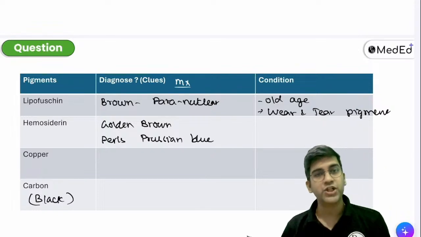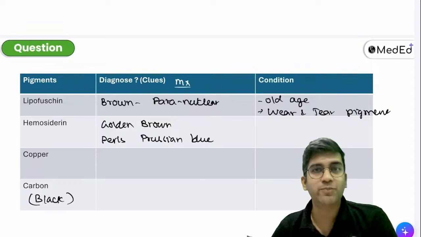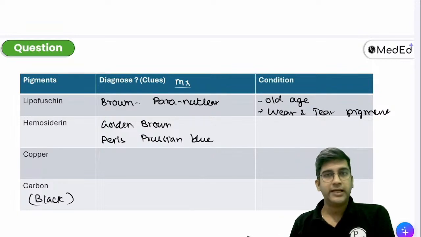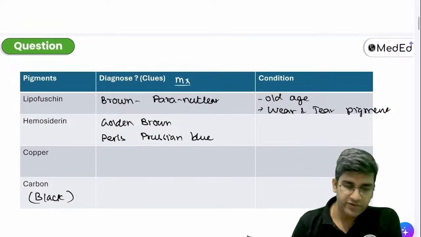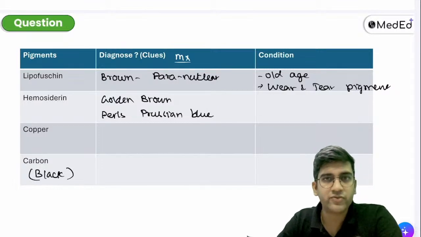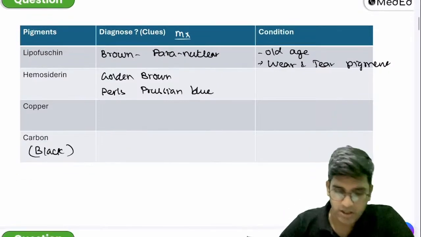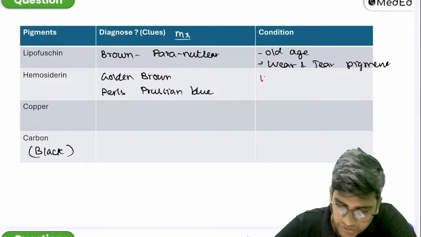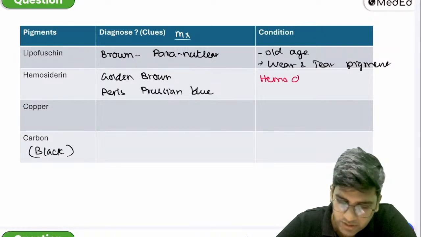Perfect. In which condition do you see lots and lots of accumulation of hemosiderin? Great. Hemosiderin accumulation will be seen in case of hemochromatosis, hemosiderosis by default, right?